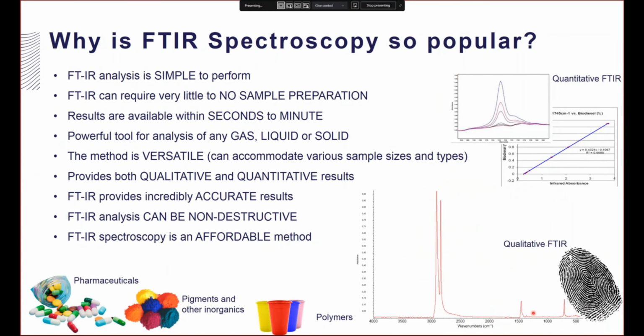Why is FTIR spectroscopy so popular and widely used in analytical chemistry labs? Because it's simple to perform. It requires very little to no sample preparation. The results can be obtained within seconds to a minute, more or less. It's a really powerful tool for analyzing gases, liquid and solid samples. It is versatile because it can accommodate various sample sizes and types, and it provides both qualitative and quantitative results.